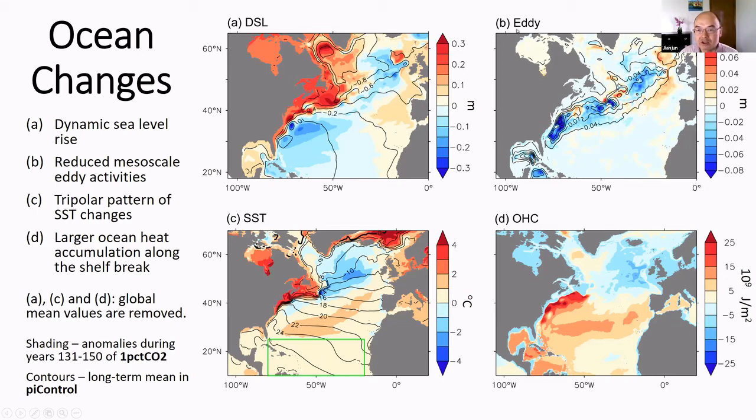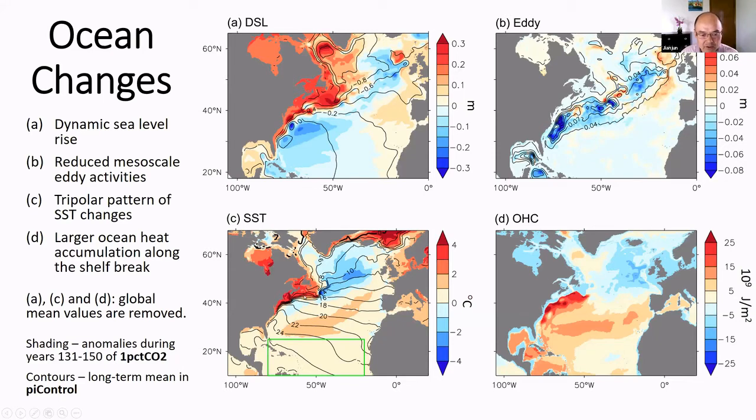So panel B shows the response of ocean eddy activity. So this is the daily sea level variability anomaly. So the shading, and the contour is the control. And you see the ocean eddy activity tends to reduce by the end of the simulation. Panel C shows the SST anomaly. So you see, in this plot, the global mean SST value is removed to better show the pattern.